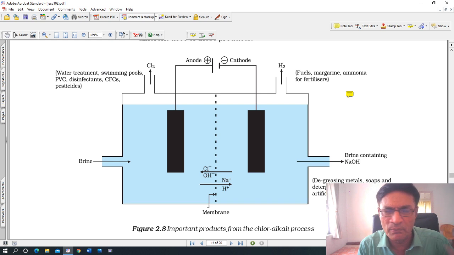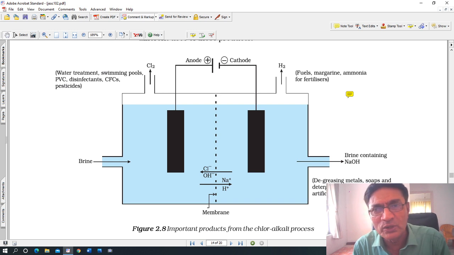PVC pipes and many other products: disinfectants, CFCs (chlorofluorocarbons), pesticides. In the preparation of PVC or of disinfectant chemicals, CFCs, pesticides, in the preparation of all this, chlorine gas is used.